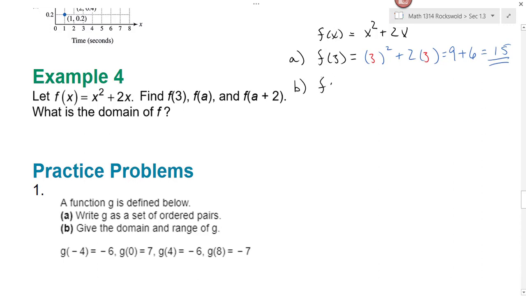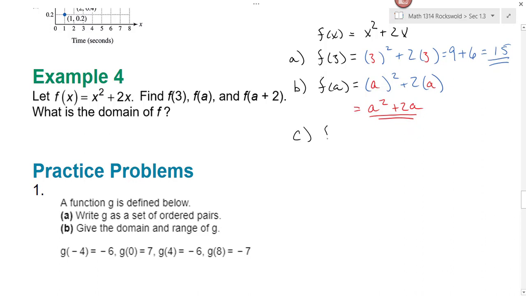Then we want to find f of a. Remember, your function just says you take something, square it, and add 2 times that thing. We drop in place of x whatever's in the parentheses right here, so that would be a. So we would say f of a is equal to a squared plus 2a. Notice when you put numbers into the function, you get numbers out. If you put letters into the function, you get letters out.